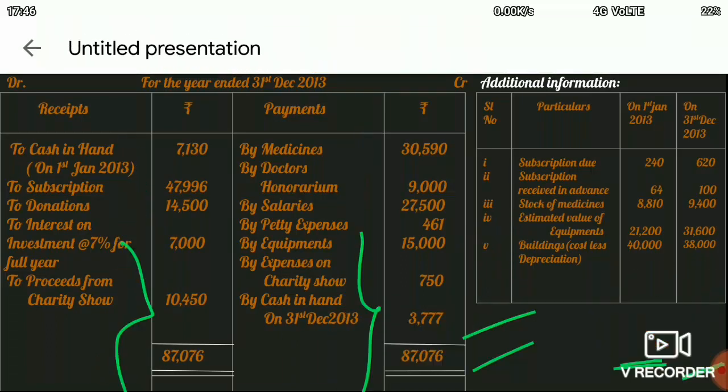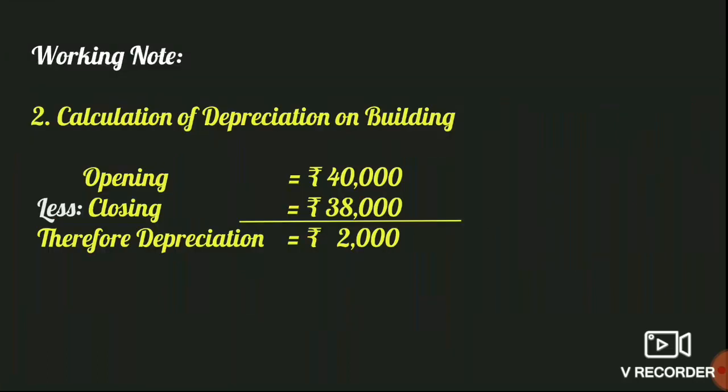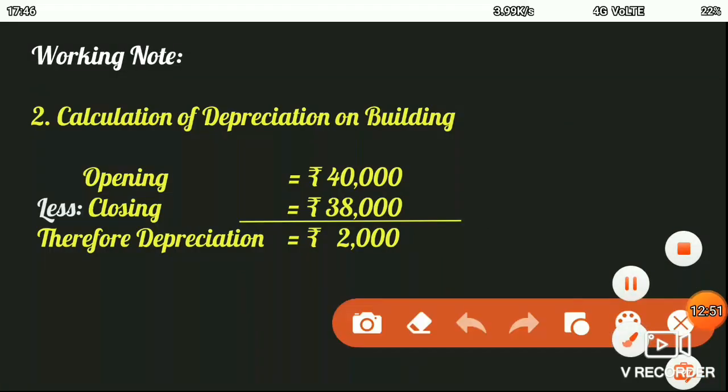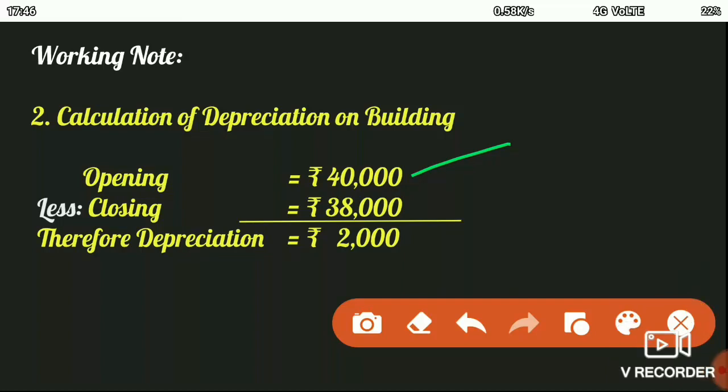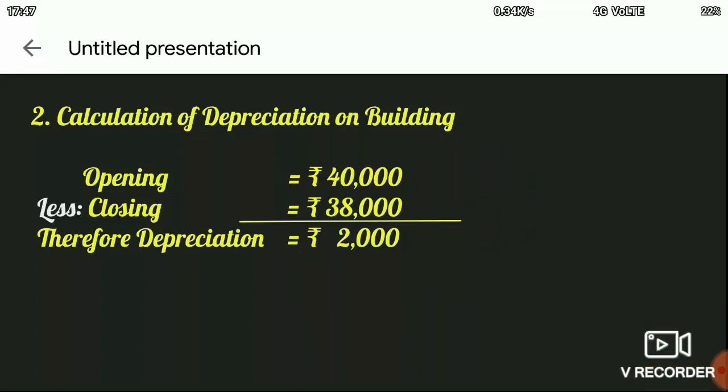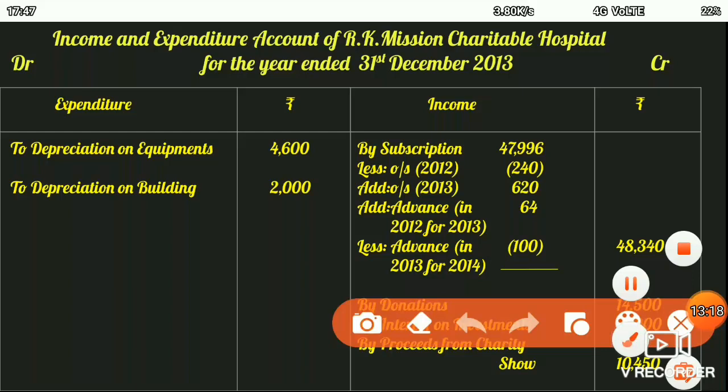So in that case, we will calculate this way. We take the opening value provided in the additional information, after depreciation, which is 40,000. Then we have the closing, which shows us 38,000 after depreciation. So the depreciation actually made on the opening value of 40,000 is 2,000 rupees. So this 2,000 rupees is the depreciation of the current year on building. This has to be shown on the expenditure side of our income and expenditure account. So we'll write to depreciation on building 2,000 rupees.